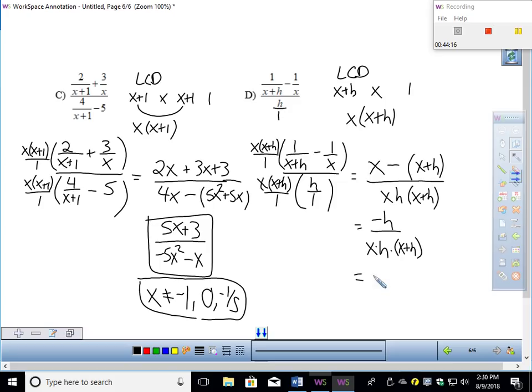One more step though. Canceling common factors. We talk about it all the time. That's why I left this factor down here. If I want to simplify a fraction, I look for common factors. The h is common to the numerator and denominator, so when they cancel, that becomes -1 over x times x plus h.